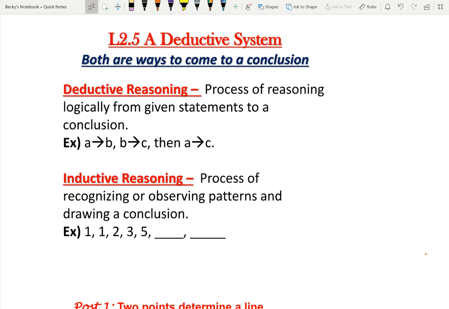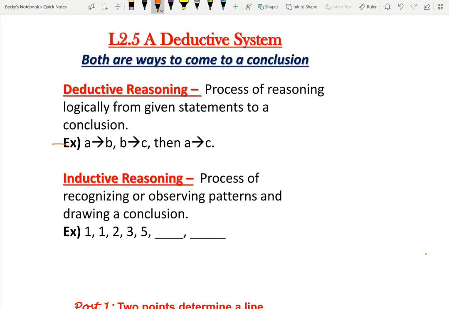So what we're going to do is talk about the different types of reasoning. There are only two. They're inductive and deductive. Everything we've had pretty much up to this point has been deductive. It's everything logical. It's like syllogisms. And the example here shows, A to B, B to C, then A to C. That's a syllogism. That's a direct proof.